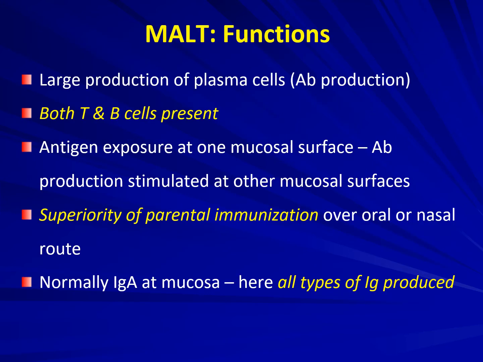What are the functions of these aggregates? There is large production of plasma cells, that is, antibody production is huge. Both B and T cells are present. Antigenic exposure at one mucosal surface stimulates the production of antibodies at other mucosal surfaces also, and that is why there is superiority of parenteral immunization over the oral or nasal route. Normally IgA is produced at the mucosa, but in the case of MALT all types of immunoglobulins are produced.